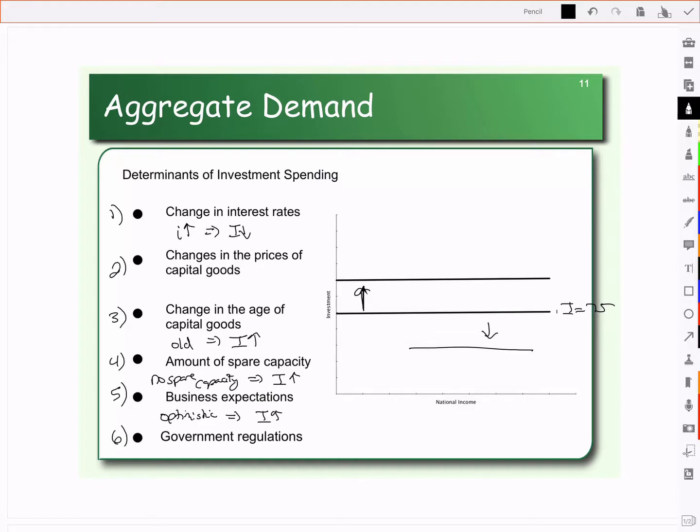The last thing that changes investment spending is government regulations. The more red tape or bureaucracy, the more hoops that businesses have to jump through, the more investment spending is going to decrease.